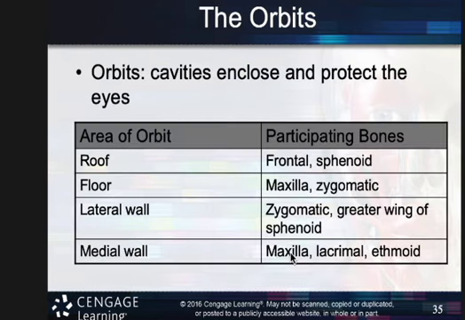Orbits are cavities that enclose and protect the eyes. The roof of the orbit is made up of the frontal and sphenoid bone. The floor of the orbit, the maxilla and zygomatic bone. The lateral wall of the orbit, the zygomatic and the greater wing of the sphenoid. The medial wall, the maxilla, the lacrimal, and the ethmoid bone.